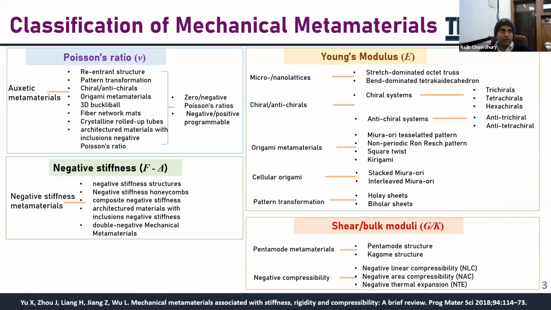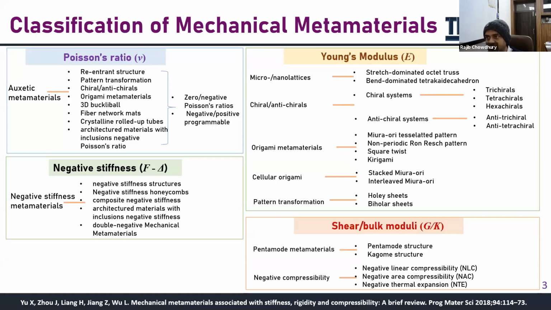is building up on four different mechanical parameters. The Poisson ratio, which essentially talks about what is termed an auxetic metamaterial. So the mechanical metamaterials, as I said, are man-made structures with counterintuitive properties that originate from the geometry of the unit cell.